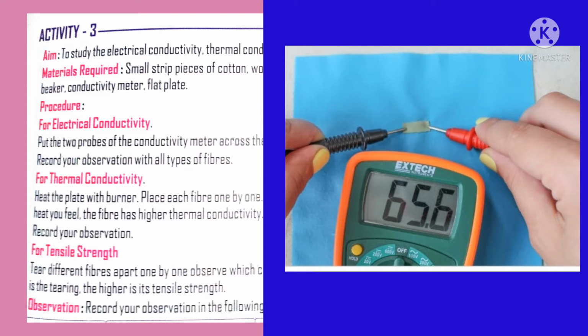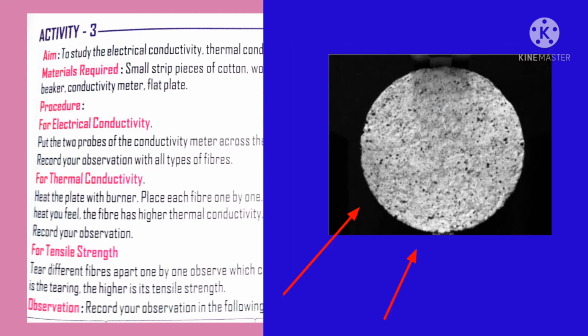Now, the second study is thermal conductivity. Firstly, heat the plate and place each fiber one by one. Now, observe the heat that you feel. If you feel more heat, then the fiber has higher thermal conductivity.